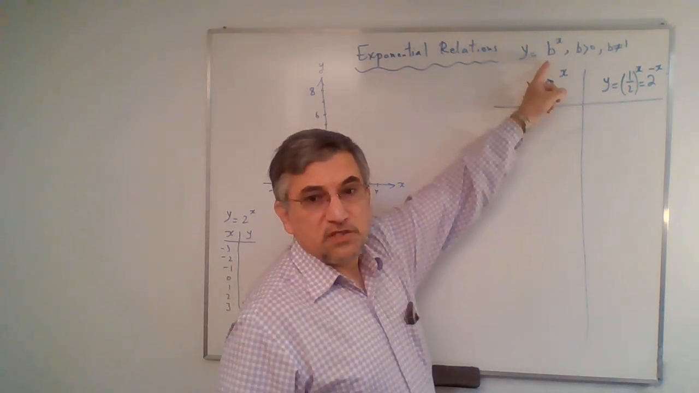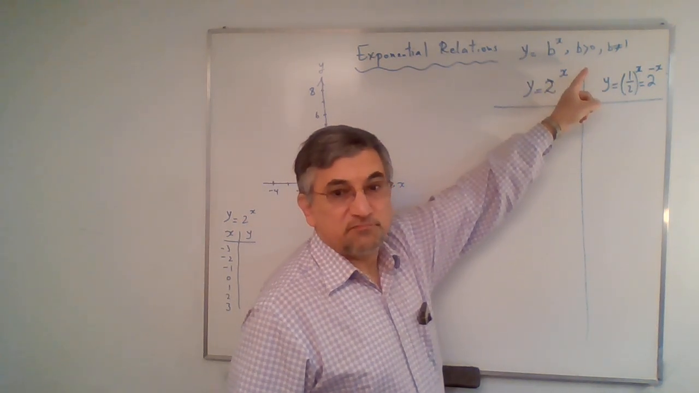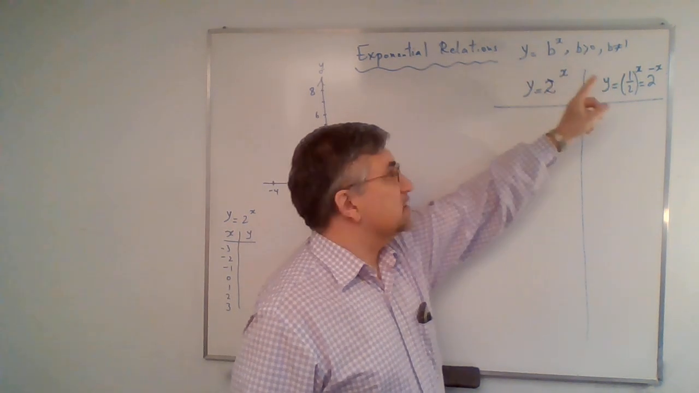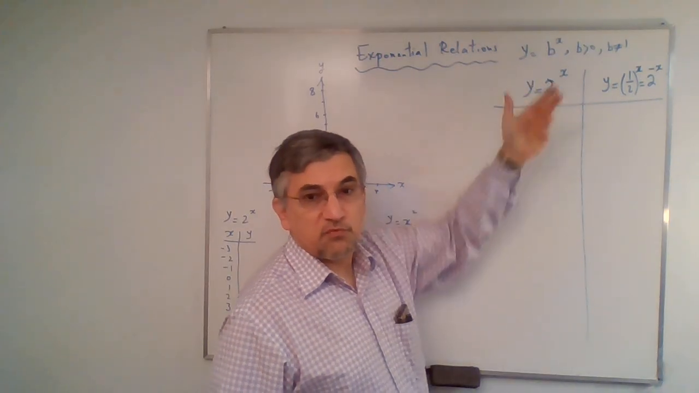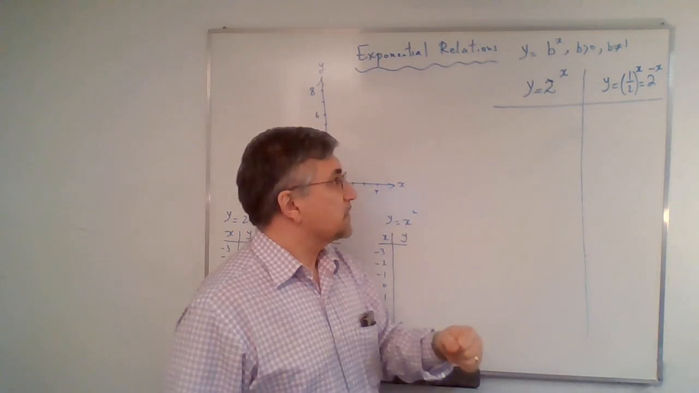And this b is called the base of the power, and it has to be positive by definition, but it cannot equal 1 for an obvious reason, because 1 raised to the exponent of any number would be 1 anyway. So we will not get an exponential relation.